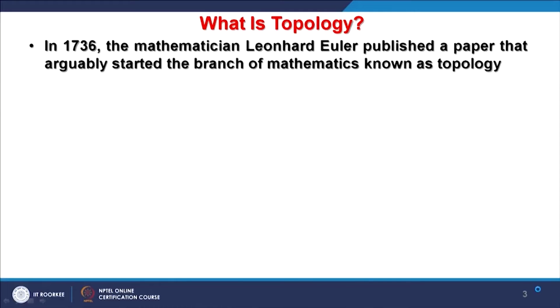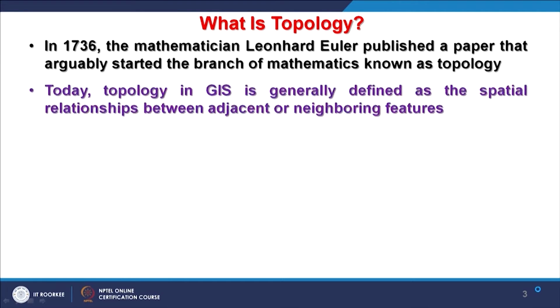Now, what is basically topology? As I mentioned in the beginning, it is a branch of mathematics, and Leonhard Euler published a paper in 1736, and after that this branch of mathematics got established, and it is now known as topology. Topology today in GIS is generally defined as the spatial relationship between adjacent or neighboring features. Also, in some literature you may find slightly different definitions, so I am giving 2-3 examples of such definitions.